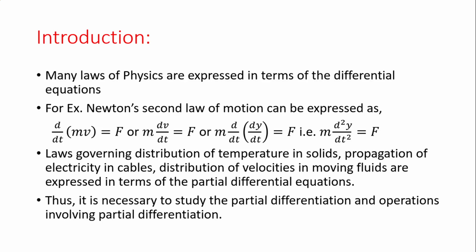Same can be written as m into dv by dt equal to f, where dv by dt is rate of change of velocity. If y is displacement of the body, then v can be written as dy by dt, so that m into dv by dt changes to m into d by dt of dy by dt, and thus m into d2y by dt square equal to f.